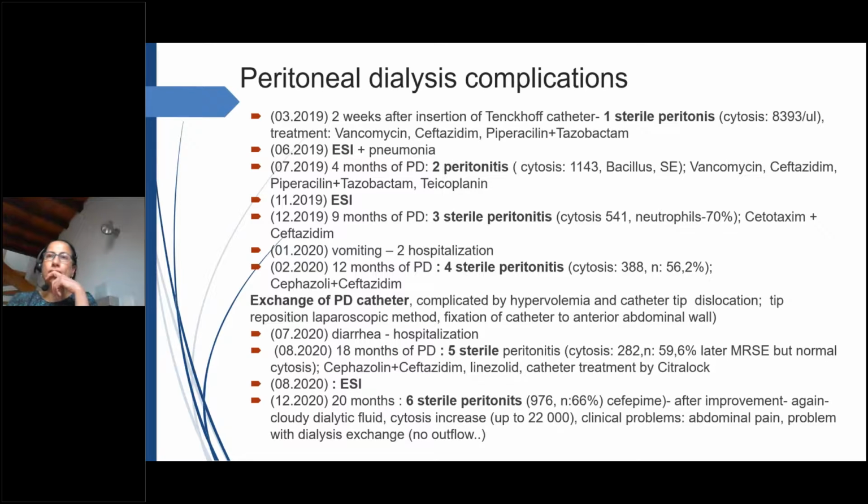And the first peritonitis was just after insertion of the catheter, and many of these peritonitis were sterile, so we didn't find the bacteria, and many of these peritonitis were without very high cytosis, and he was not in very bad condition, but still we had to treat with antibiotics, of course, mainly intraperitoneally if it was possible.